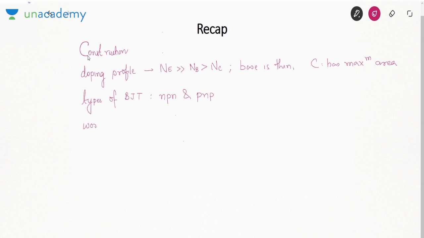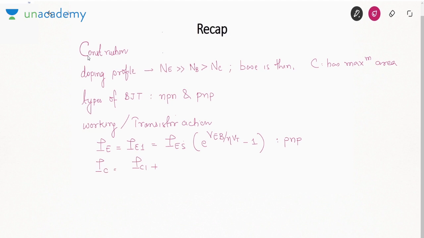Then we studied about working of transistor, or we call it as transistor action. In this transistor action, I told you I is majority due to the holes going from emitter to base, and this I expressed as, okay, but remember this was for PNP. Then I told you collector current was IC1 plus ICBO. ICBO was reverse saturation current that doubles for every 10 degree centigrade rise in temperature. And IC1 was alpha F into IE1.